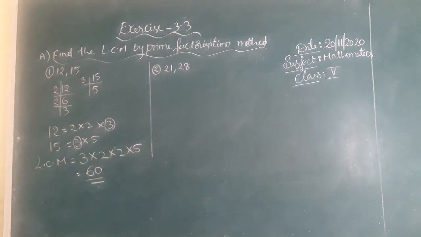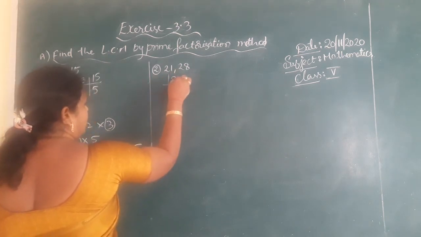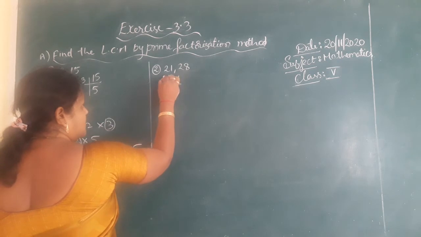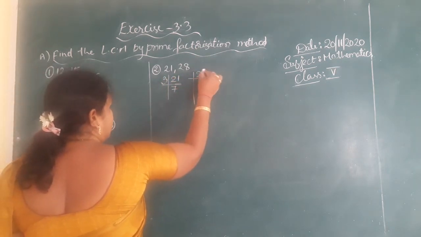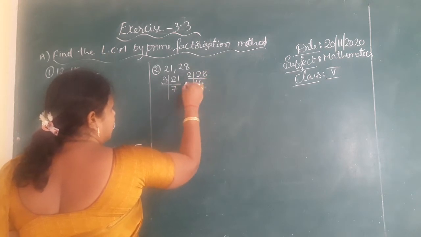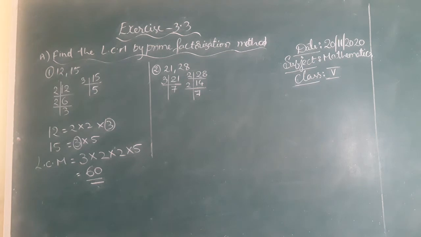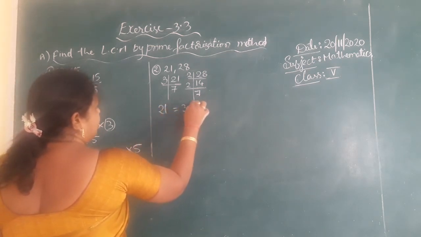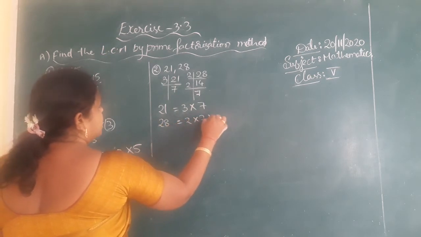21, 28. See here, what are the prime factors of 21? In 2 table it's not present because it is an odd number. So 3 table: 3 sevens are 21. For 28, 2 table: 2 14s, again 2 sevens. So now write the prime factors of 21 and 28. 21 prime factors: 3 into 7. 28 prime factors: 2 into 2 into 7.